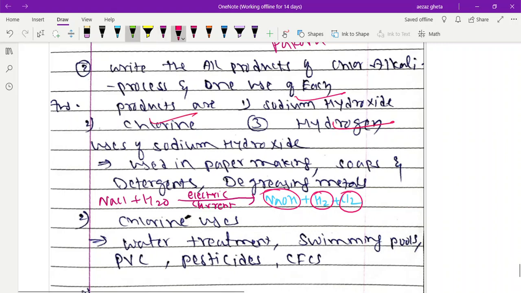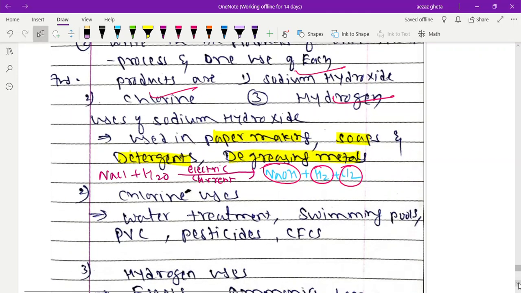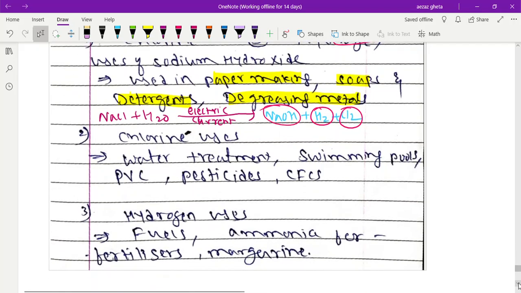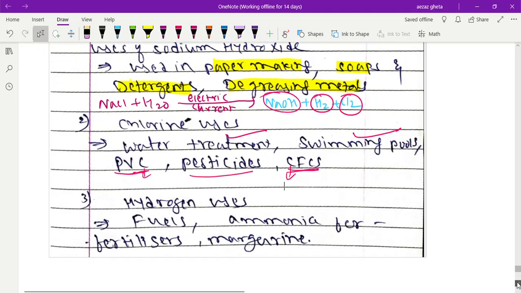What are the uses of sodium hydroxide? It is used in paper making, to prepare soap, to prepare detergent, and for degreasing metal, to remove grease from metal. If we go for chlorine, obviously chlorinated water, to kill microorganisms, that is water treatment, swimming pool treatment, to prepare polyvinyl chloride, PVC for chloride. Even we can prepare pesticides and chlorofluorocarbon. Chloro came, so chlorine is used. Any 2 or 3 you can remember.